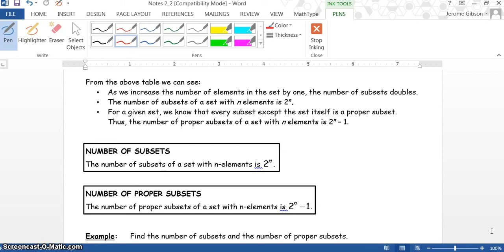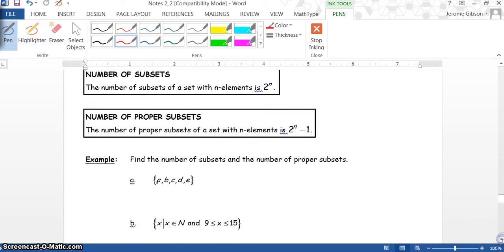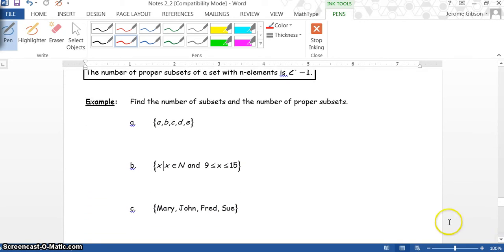Now, the number of subsets of a set with n elements is 2 to the n. The number of proper subsets of a set with n elements is 2 to the n minus 1. Now, we scroll down. Go to our next example.